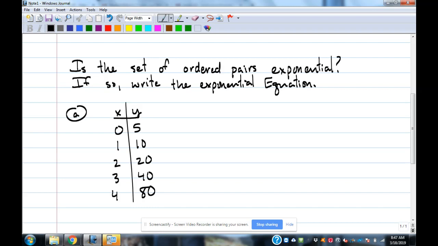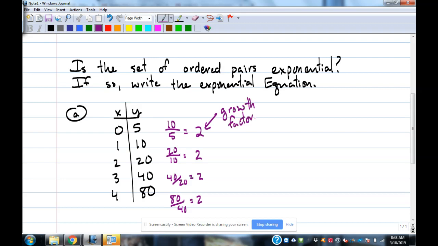Mathematically, you can look at the ratio of y values. Notice how the x values here are going by the same increment, which makes this a little easier. If I take the second y value over the first one, 10 over 5, I get 2. Then 20 over 10 is also 2. 40 over 20, also 2. 80 over 40, also 2. That's a ratio of the y values. If that ratio is consistent, then that's exponential, and that value right there is your growth factor.